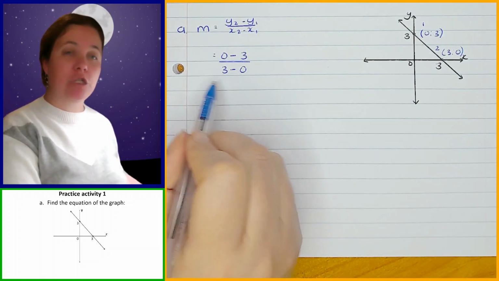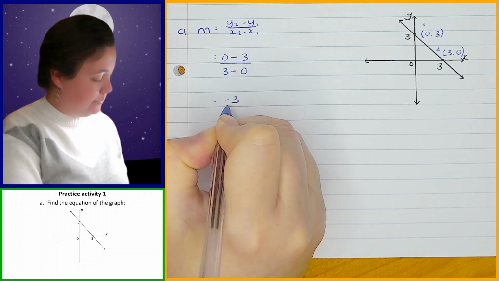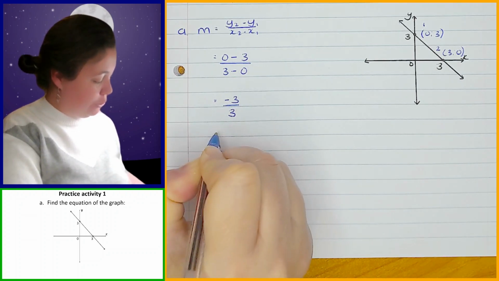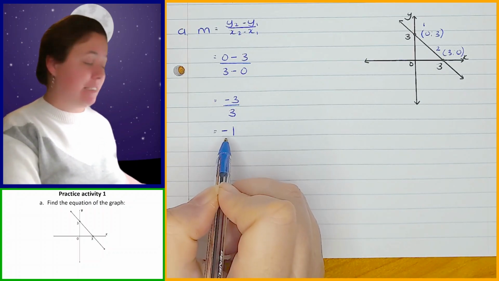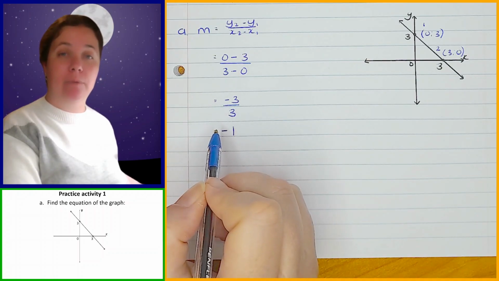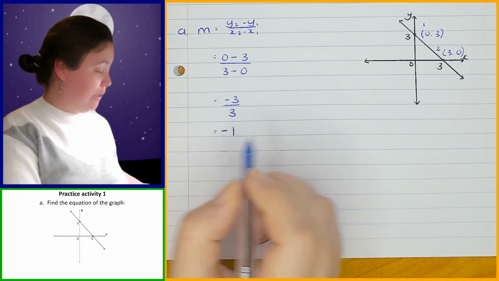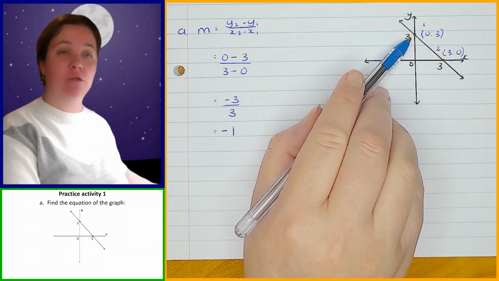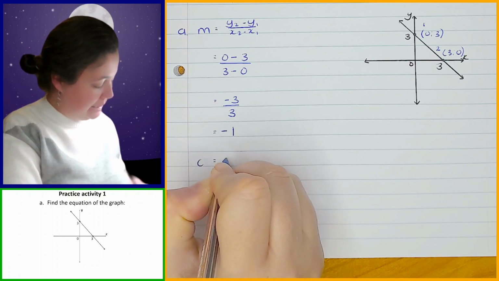Okay, so now we're going to go and simplify this. So this gives me negative 3 over 3, which simplifies to give me negative 1. So my gradient is negative 1. So that's the m value for my equation. Now I need to find the c value for the equation. So the c value is going to come from my y-intercept, which they've told me over here is 3. Okay, so that's going to be c is equal to 3.